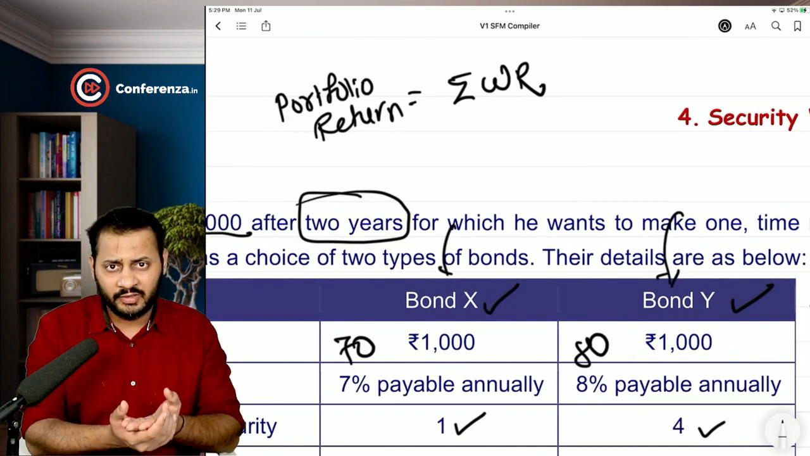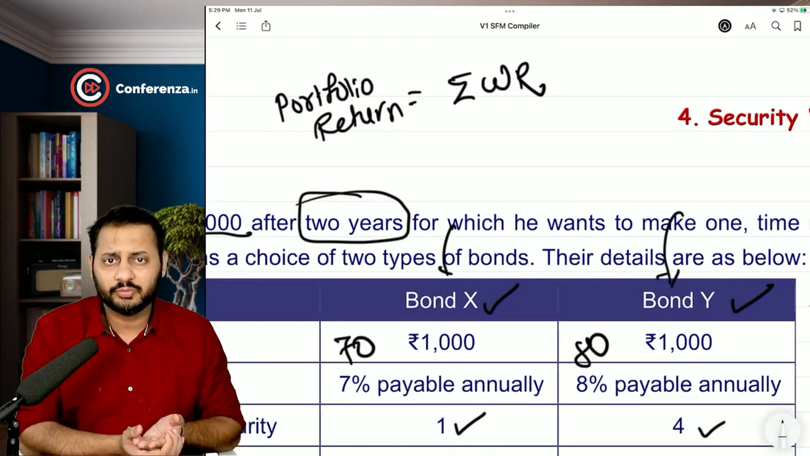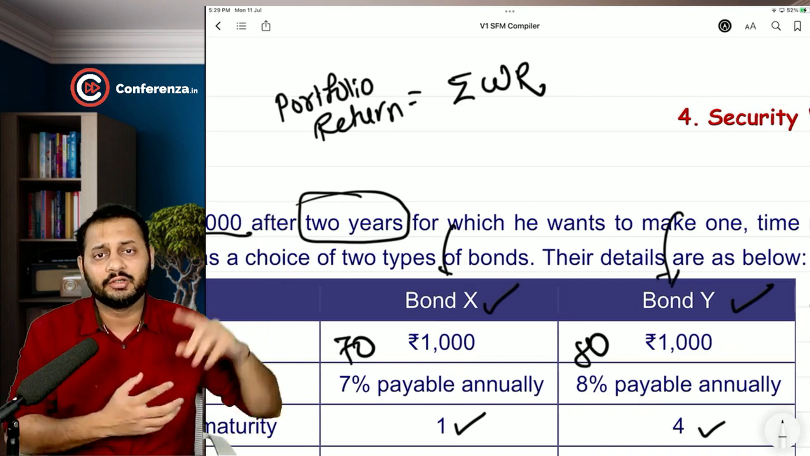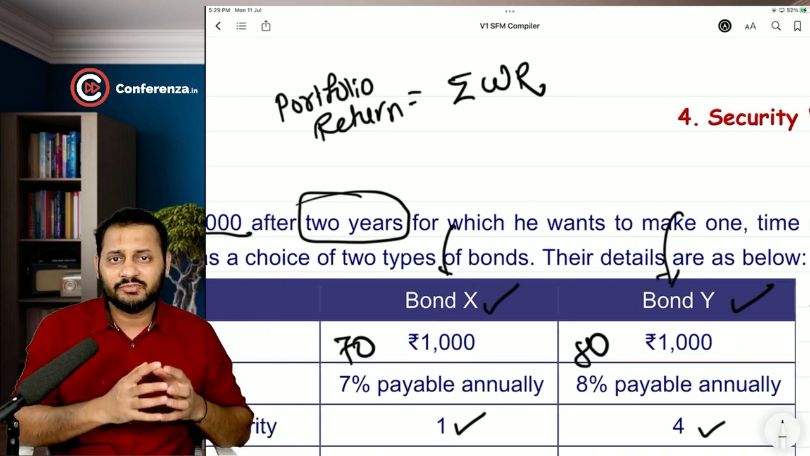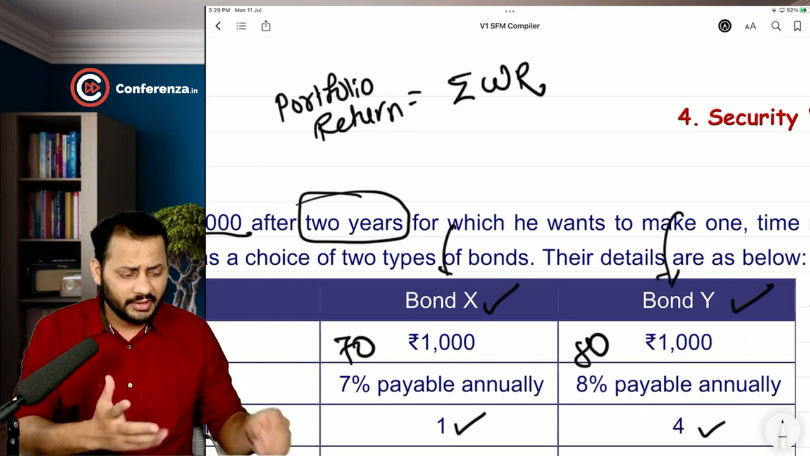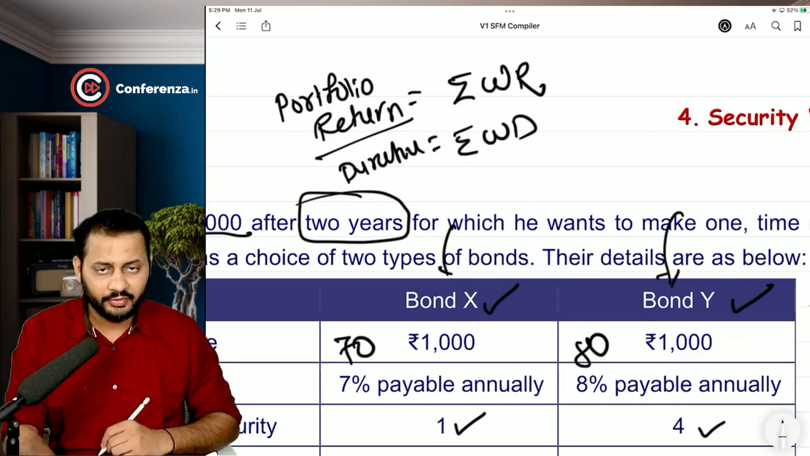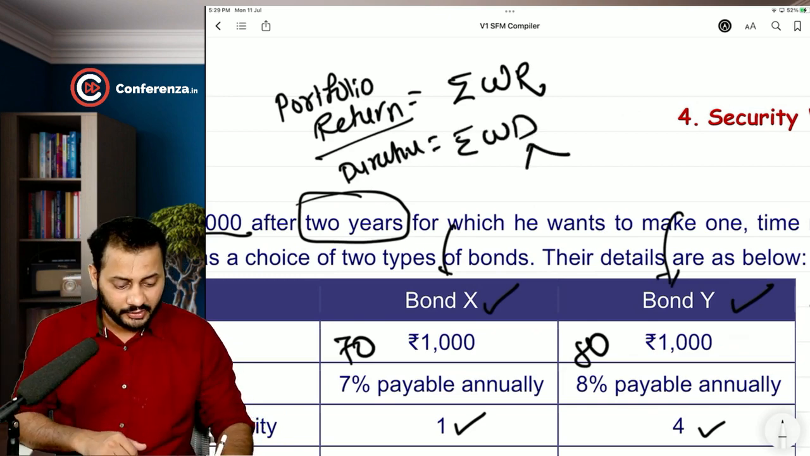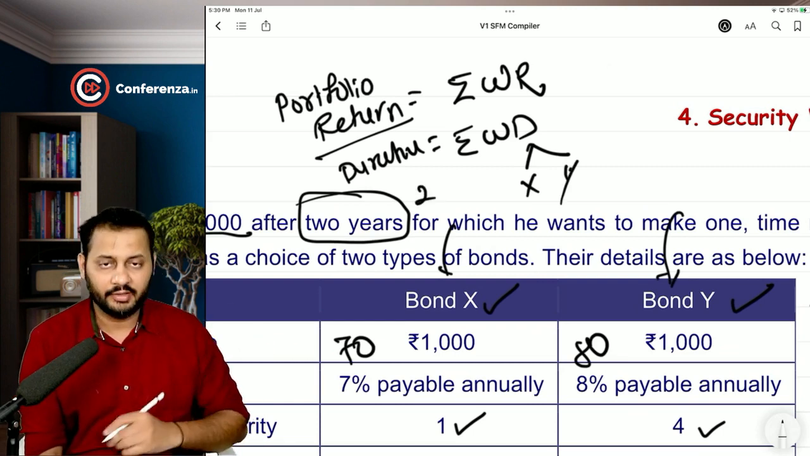If there is security 1 and there is a return, if there is security 2 and there is a return, we used to do the weighted average of both the returns to calculate the portfolio return. Understand this question as a portfolio duration. What is the formula for portfolio duration? Weighted average. Instead of writing duration, it will be summation of weight into D. So first you will have to calculate the duration of X and Y and then put it to 2 here.